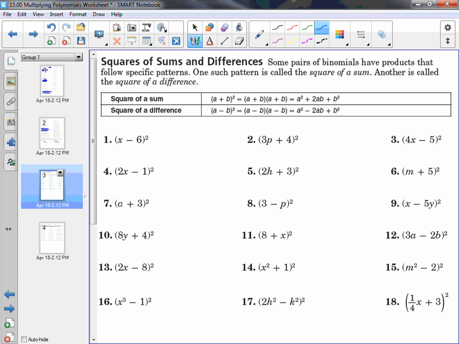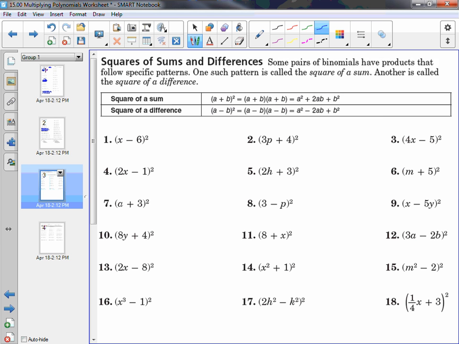Squares of sums and differences. In other words, squaring a binomial. Because if you've got 2 terms, they're either going to be a sum or a difference. There's either a plus sign between them or a minus sign between them. Okay? So if I'd been the author of the book, I would have called this squaring a binomial. Okay? Squaring a 2-term polynomial.